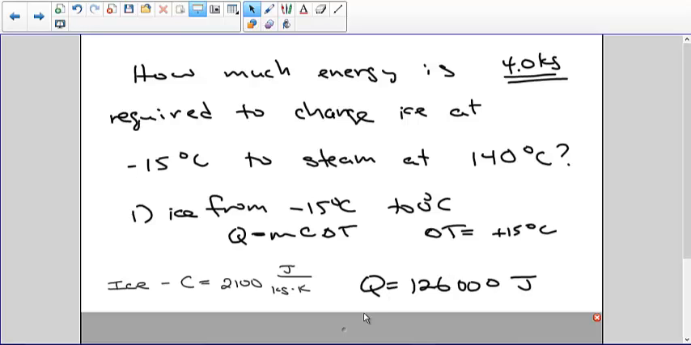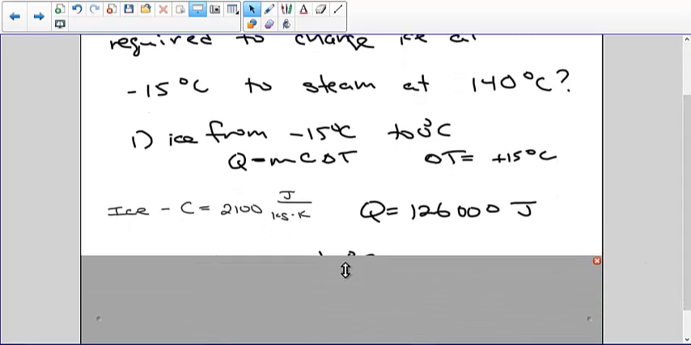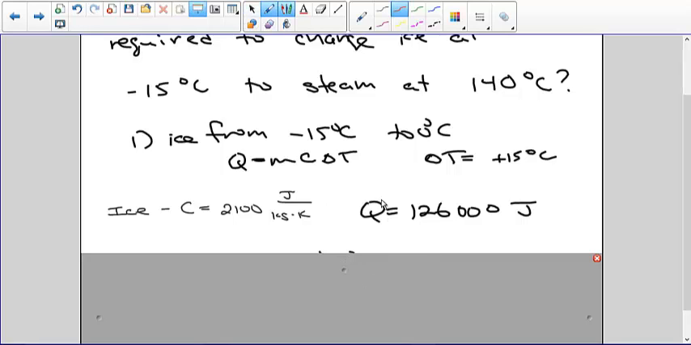I don't know if I actually show the calculation here or not. Can't remember if I did or not. Okay, let me just write that out because I didn't show that. All we're doing to get this number is 4 kilograms times 2100 joules per kilogram Kelvin times 15 degrees C. That gives you 126,000.